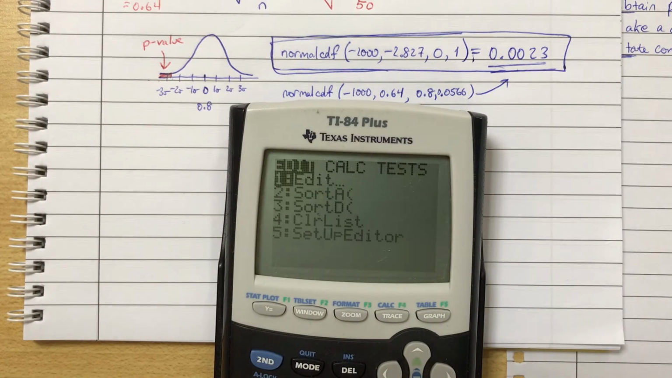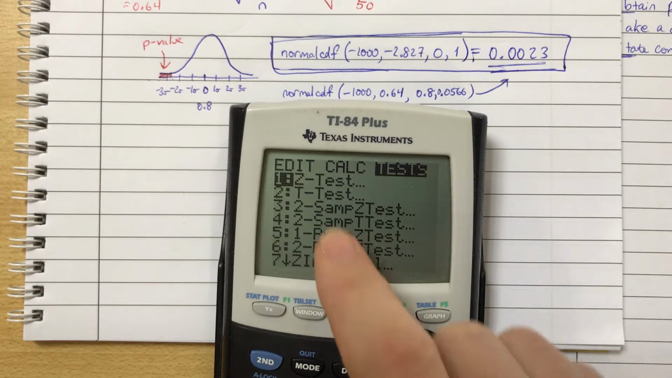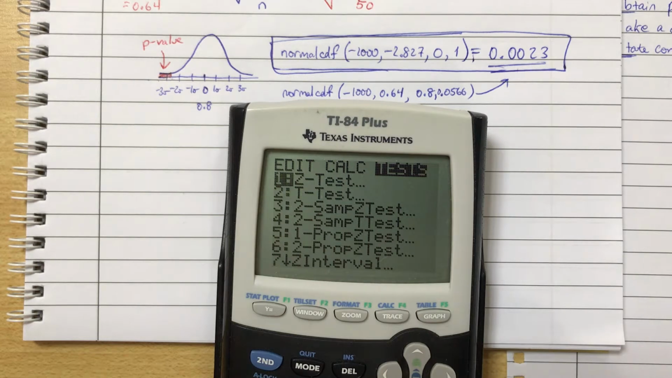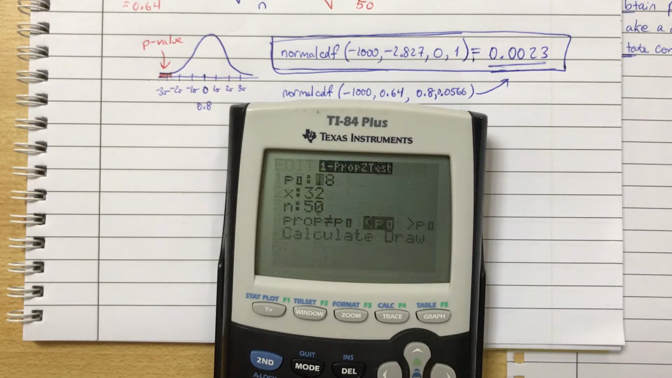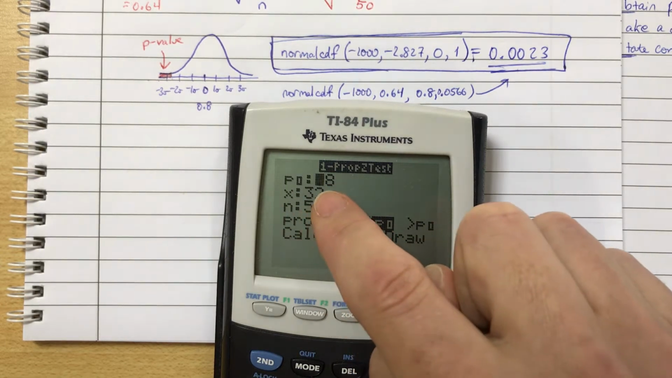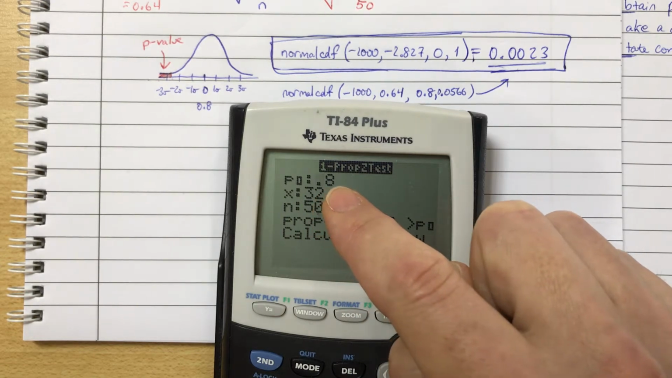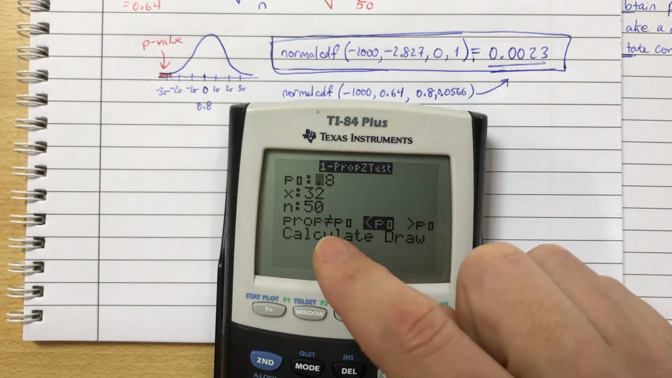If I go to Stat, Test, you're going to be tempted to do a z-test, at least on the TI-84, but that is not what we want. We are doing a one proportion z-test here. Now I've already typed in our p null, the proportion that we claim to be true, or that Mr. Cavell claims is 0.8. He made 32 out of 50.